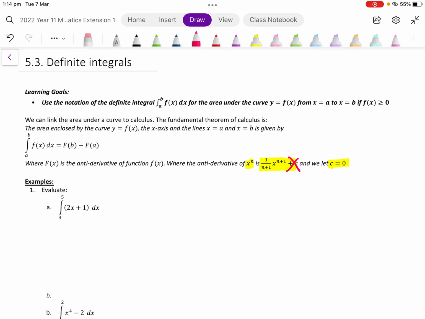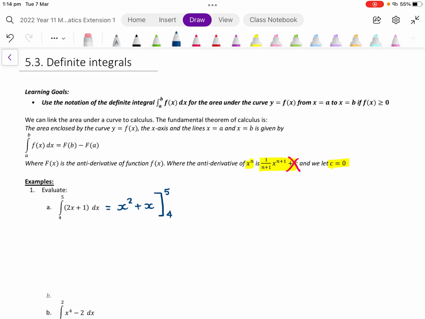For our first example, we're being asked to evaluate the integral from 4 to 5 of 2x plus 1 dx. What we want to do is find the antiderivative of 2x plus 1. So the antiderivative of 2x is x squared, and the antiderivative of 1 is x. What we then want to do is a square bracket and put our boundaries from our integral, 5 and 4.